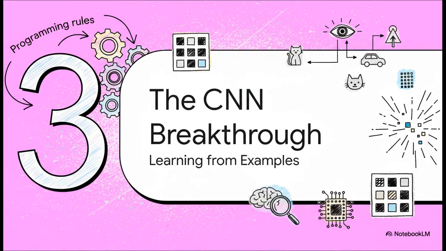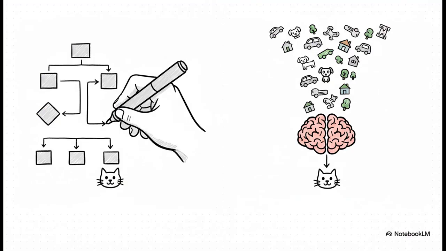And that brings us to the big breakthrough, the real game changer, the convolutional neural network, or CNN for short. The shift here was massive. It was a complete change in philosophy. Forget programming the rules. Instead, let's have the machine learn from looking at tons of examples. So instead of telling the computer how to see, the idea was to just show it things. We'd feed it thousands, even millions of pictures of, say, cats, and just let it figure out for itself what a cat looks like. That is the absolute core of modern learning-based computer vision.